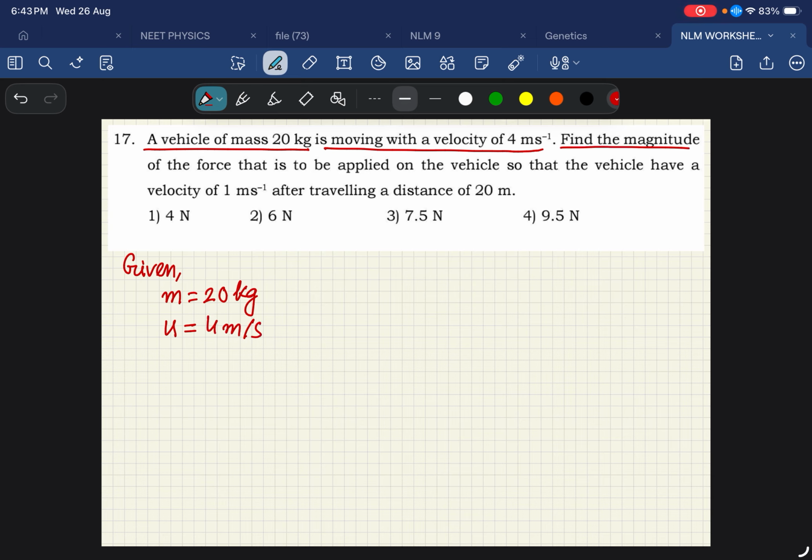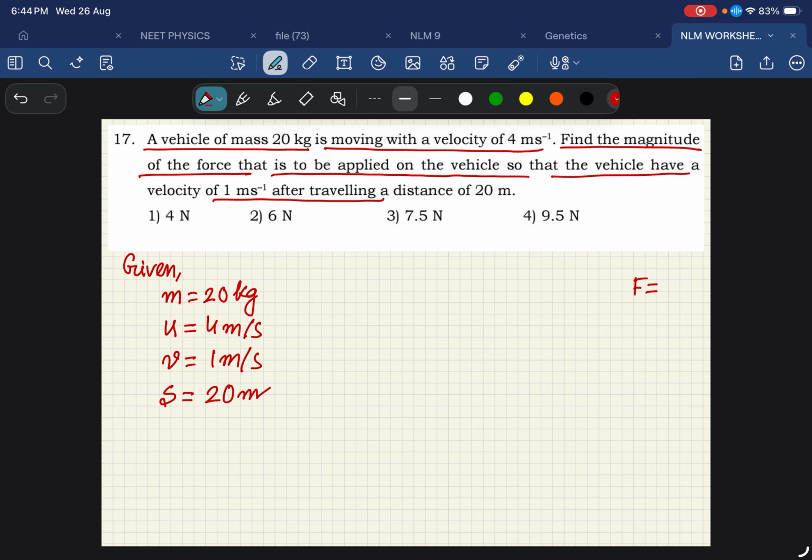We are to find the magnitude of force that is to be applied on the vehicle so that the vehicle has a velocity of 1 meter per second after traveling. So we want the final velocity not to be zero, we want the final velocity to be 1 meter per second, after traveling a distance of 20 meters. So the displacement is 20 meter. These are the things given and we are to find force.